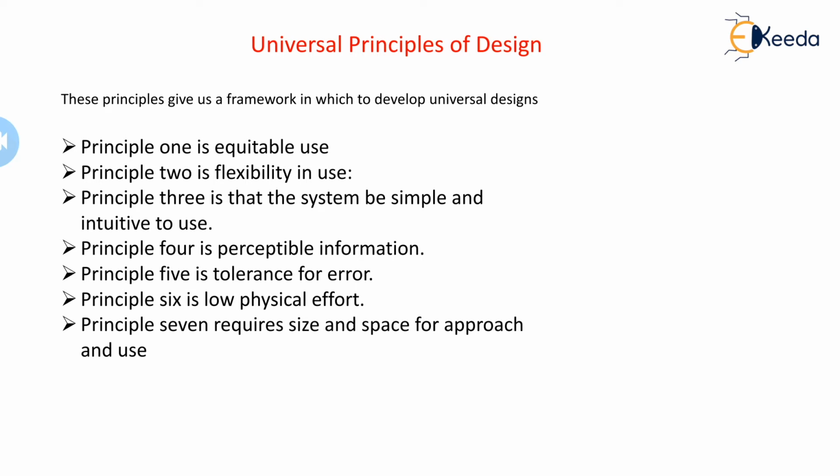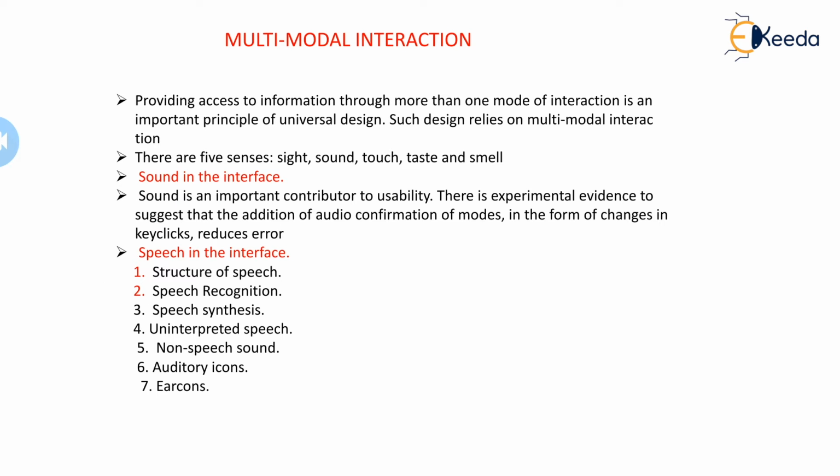So these seven principles give us a good starting point in considering universal design. They are not equally applicable to all situations, of course. For example, principles 6 and 7 would be vital in designing an information booth, but less important in designing word processing software. Next is multimodal interaction.